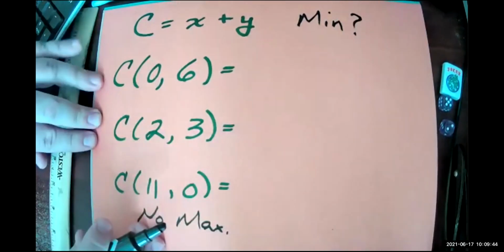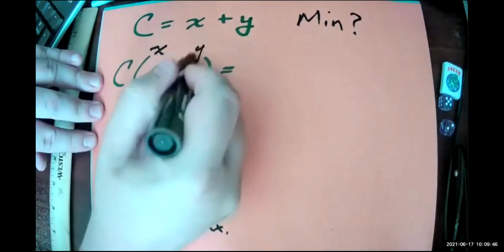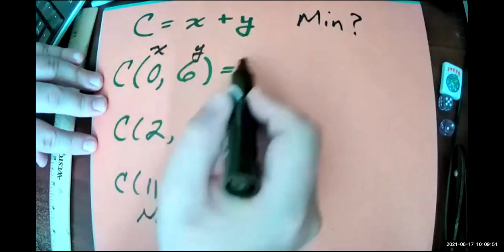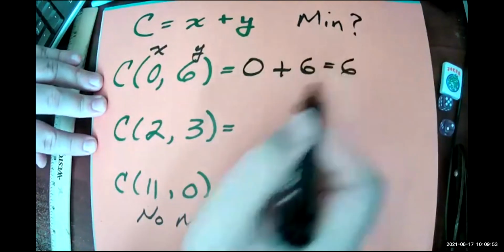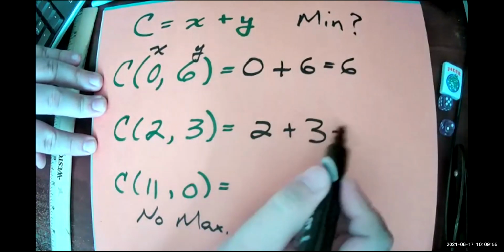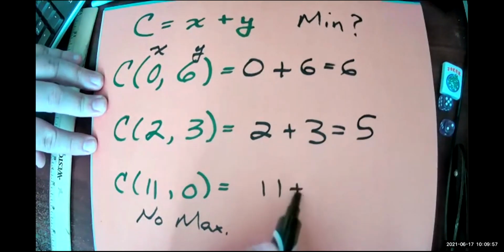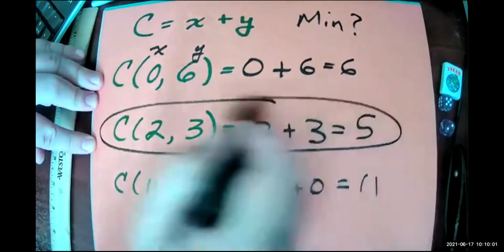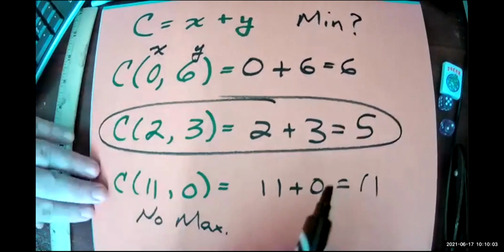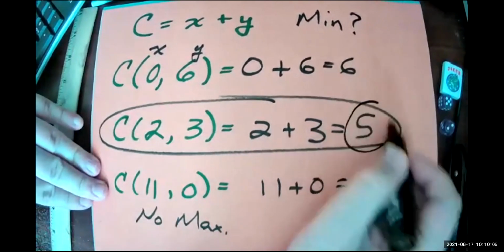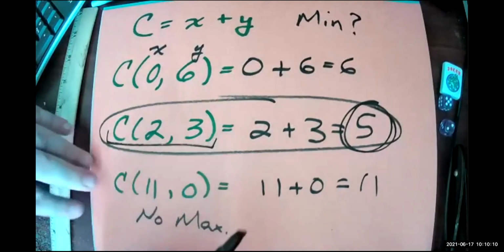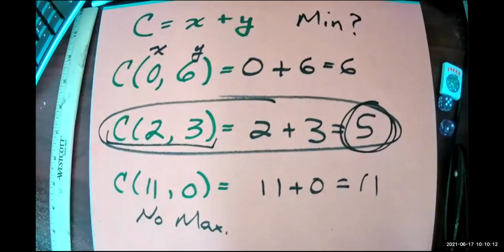All right, so this is an x value and this is a y value, plug them in. It's easy this time because it's just x plus y, so it's just 0 plus 6. This one is just 2 plus 3. You're back in kindergarten. You're 11 plus 0. Which of these is the smallest? So you can minimize the cost if you use x equals 2 and y equals 3. That's your answer. Okay.